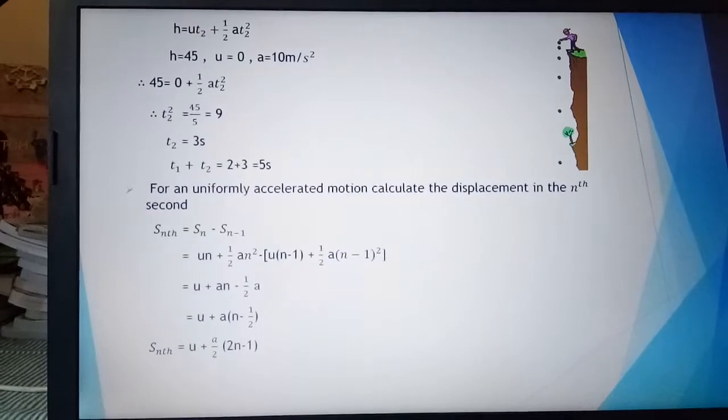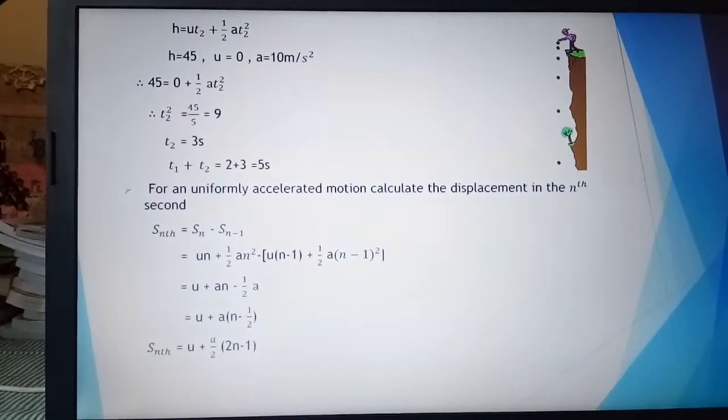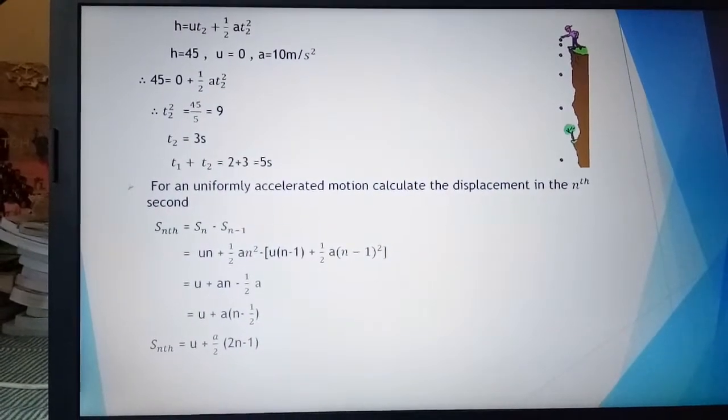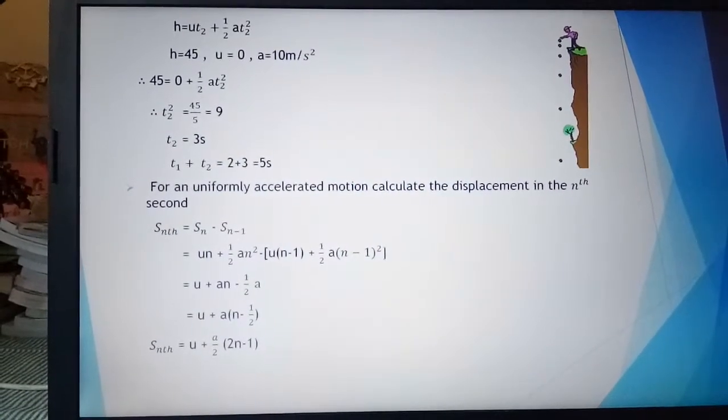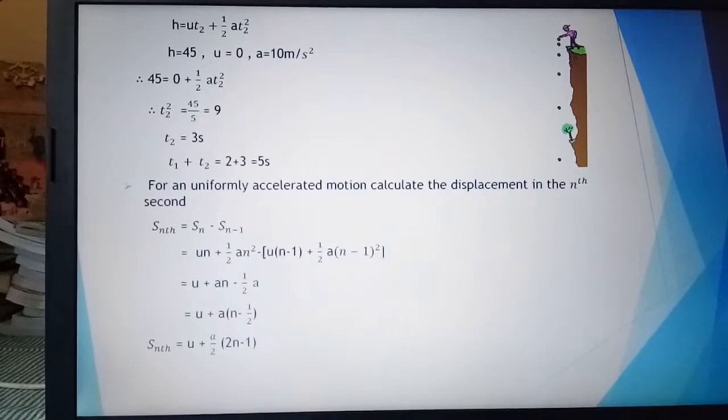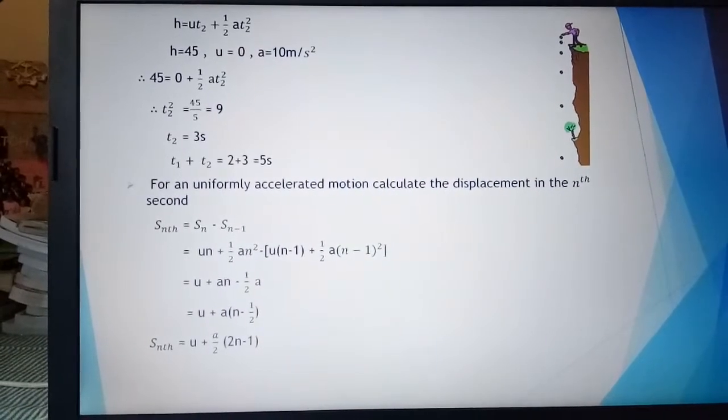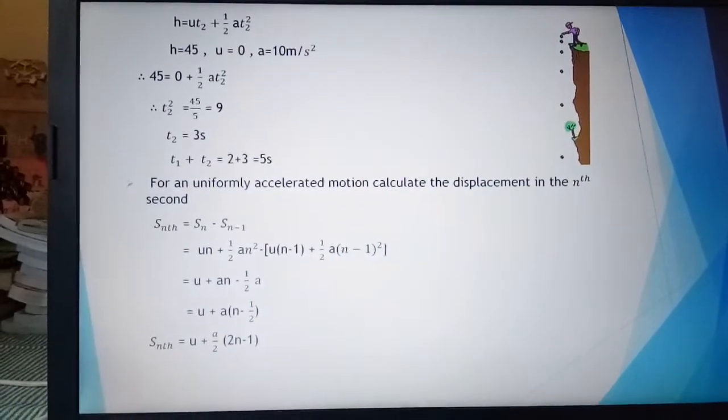t1 we have already calculated as 2 seconds. t2 is 3 seconds. Therefore, t1 plus t2 gives you the total time taken. The total time taken thus becomes 5 seconds. So these are the two numerical problems.